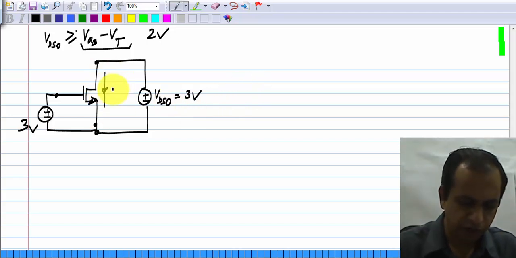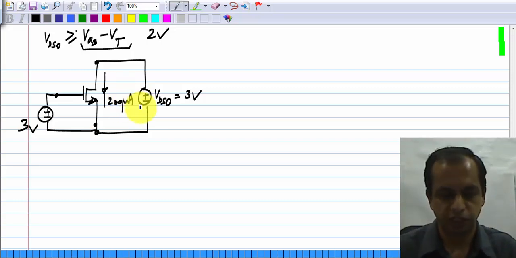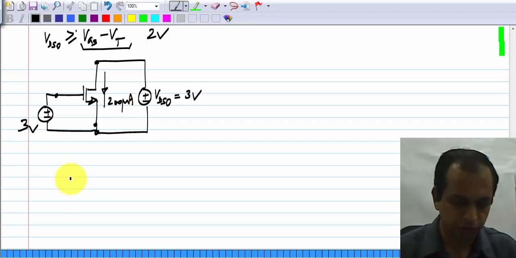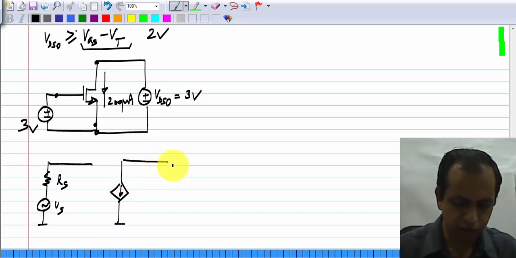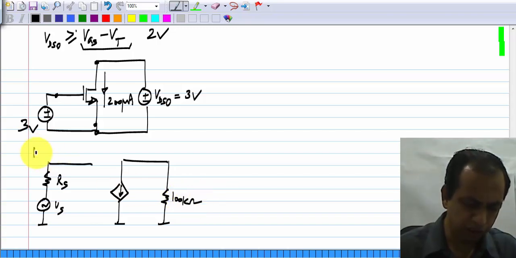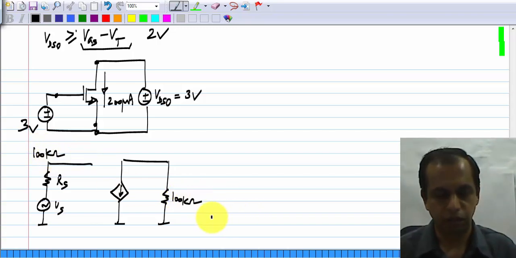So, we will have 200 microamperes flowing through the MOS transistor if we set up this circuit, but this is not the circuit we want. What is the circuit we want? The circuit we want is such that its incremental equivalent, its small signal equivalent, should be like that.